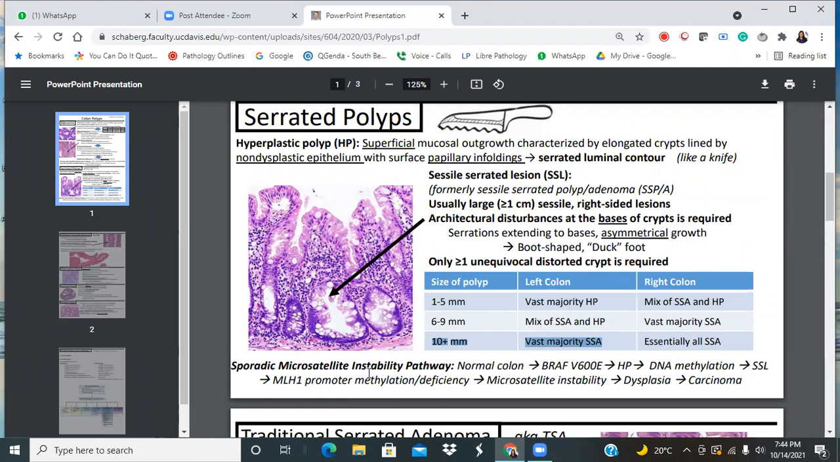Very important, the checklist with serrated adenomas is as follows. I look at the base and I look at the muscularis. Before I do anything, do I have the base of the crypt wider than the top? If it's wider than the top, then my priority is an SSA. If it is narrower than the top, then my priority is an HP. And then I will look at the location and then I will look at the size.